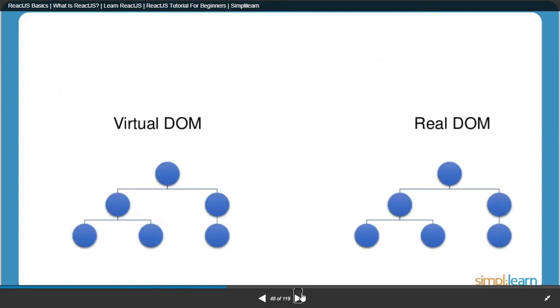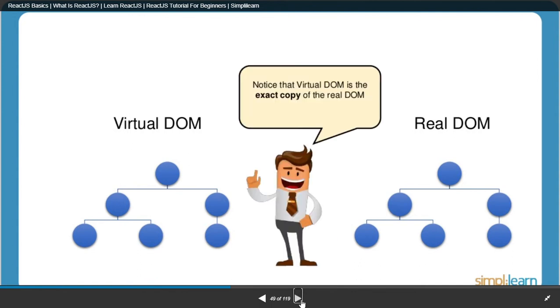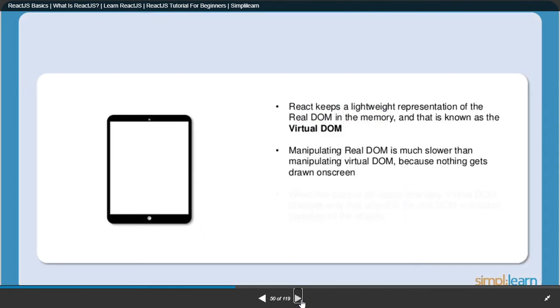What is the difference between virtual DOM and the real DOM? Even if I am rendering some HTML in Angular, that will also create a DOM tree structure, and in React it will also create a tree structure. So what is the real difference between the virtual DOM and the real DOM? The virtual DOM is an exact copy of the real DOM, but there is some difference. As we discussed, React gives a lightweight representation of the real DOM in memory, and that is known as virtual DOM.